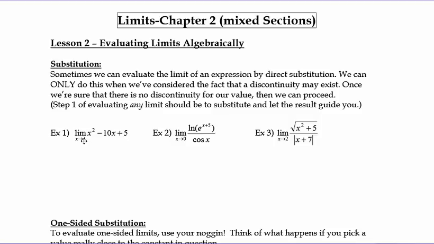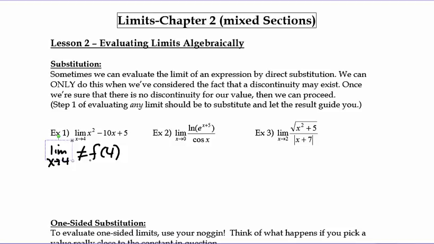So step one is when you see a limit, like the limit as x approaches 4 of x squared minus 10x plus 5. When you see this limit, you need to understand that the limit as x approaches 4 is not the same as f of 4. These do not mean the same thing. Now, the values may be equal, but the meaning behind them is not.